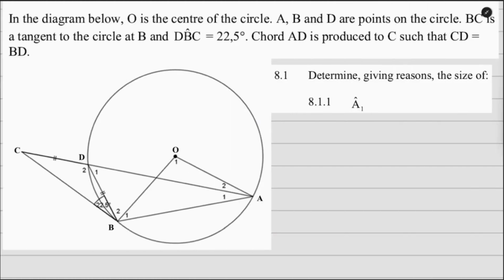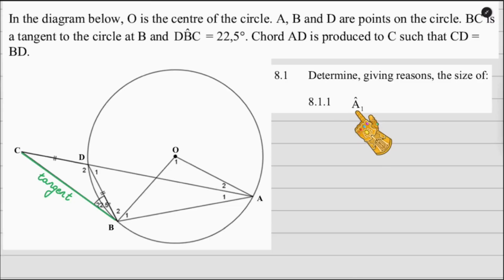In question 8, we start off with the Euclidean geometry. All the info that's been listed is given on the diagram, with the exception that BC is a tangent to the circle. I like to mark that off. It just helps you apply theorems a little bit better if you mark that off. Your brain can see it a lot faster.